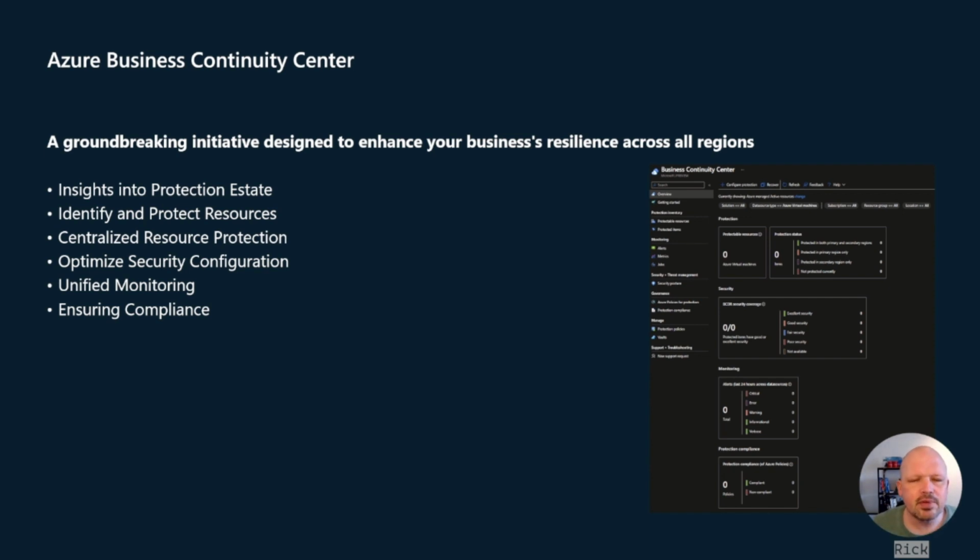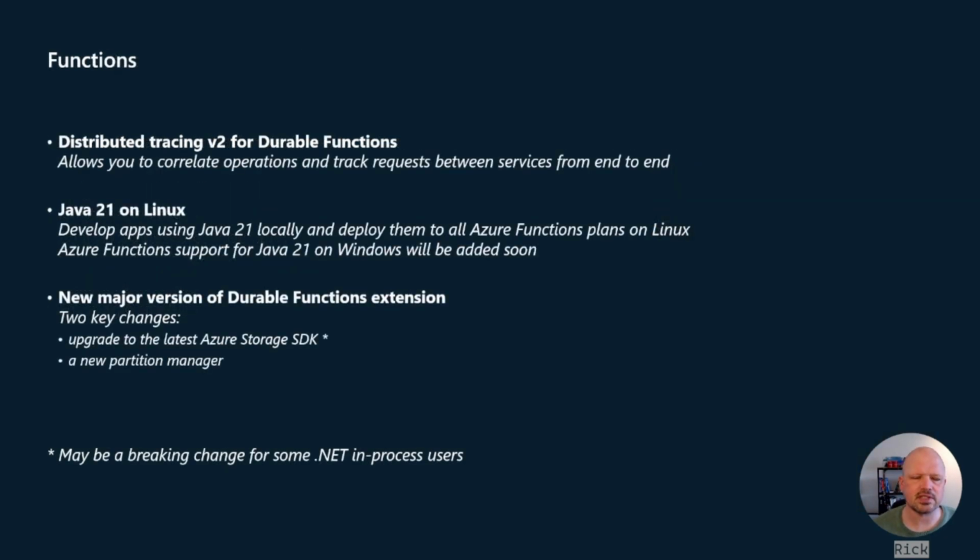A lot has happened around functions as well. There we have a couple of things in preview. First off, we have distributed tracing v2 for durable functions, which allows you to correlate operations across services. And with Azure Durable Functions, that might be a really good addition because now this allows you to correlate requests as they are being processed by multiple instances of durable functions, for instance.